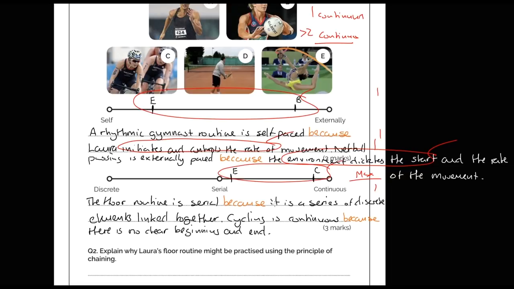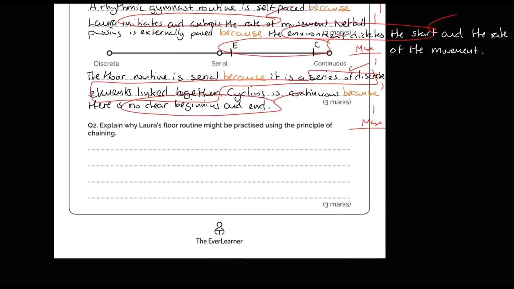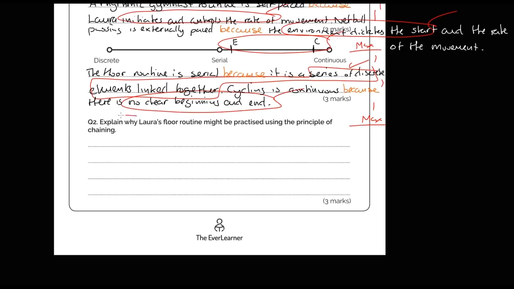The floor routine is serial because, I'm justifying, it is a series of discrete elements linked together. There's my mark. Cycling is continuous because there is no clear beginning and end. Max. Beautiful. And I've performed my role. Why and how? Because I've managed to understand and be able to place correctly and incorporate my key descriptive language in my answers. Now, this is an interesting question. Explain why. So again, we're going to be because, this means, therefore, comma. Explain why Laura's floor routine might be practiced using the principle of chaining.